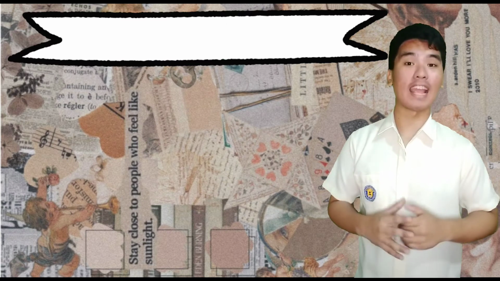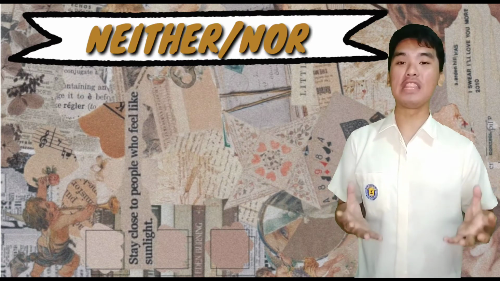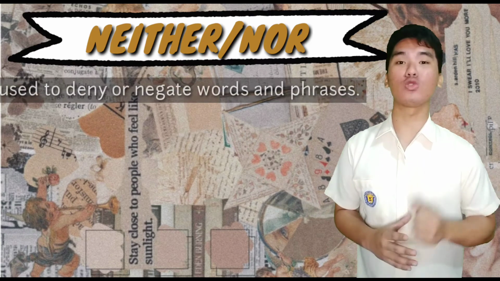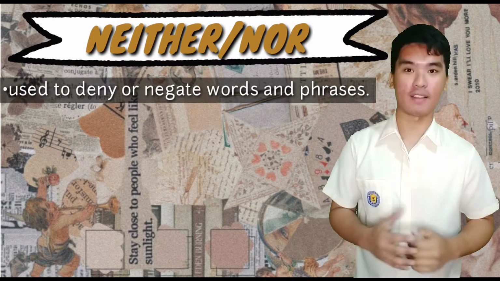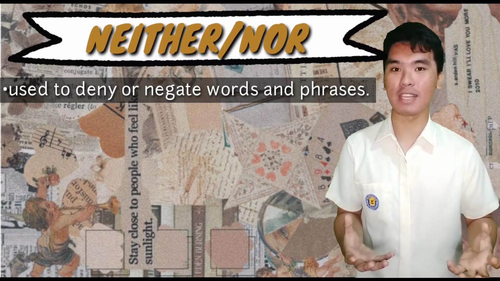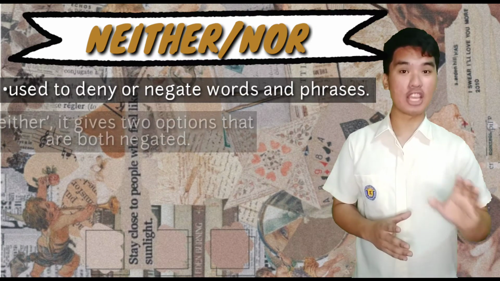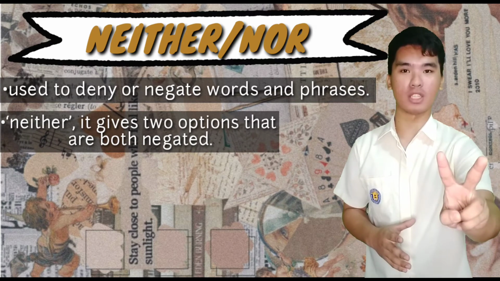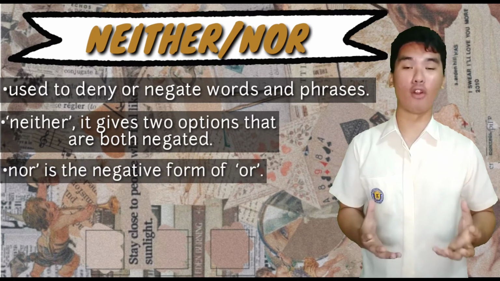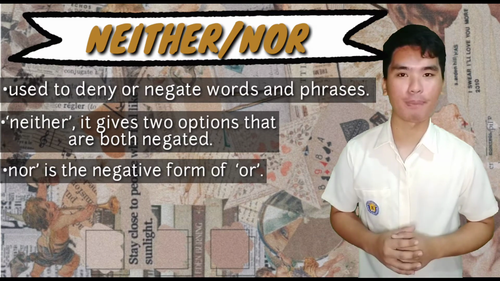For our next correlative conjunction, we have neither nor. Neither nor are conjunctions that are used to deny or negate words and phrases, to be exact. In the case of neither, it gives two options that are both negated. Nor is the negative form of or. We should all remember that.